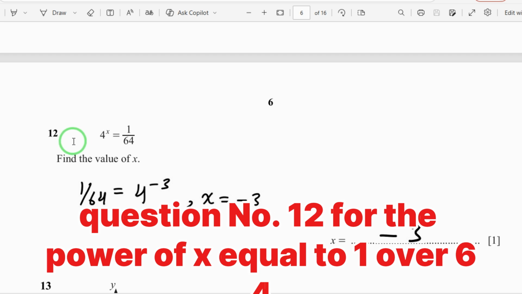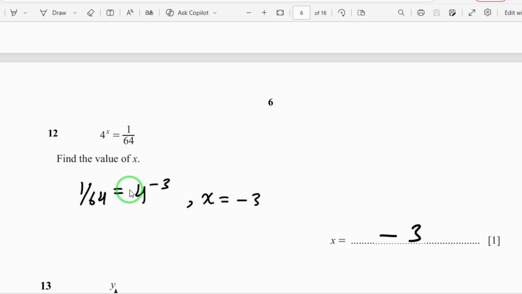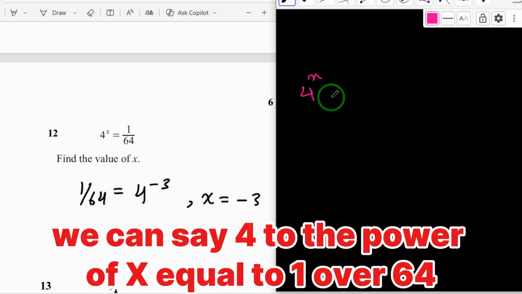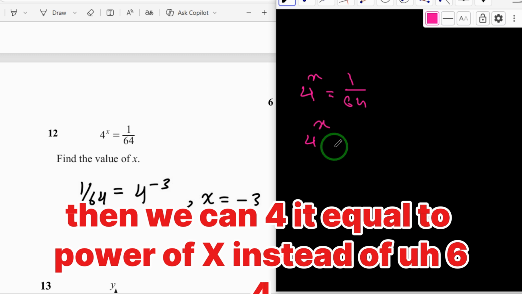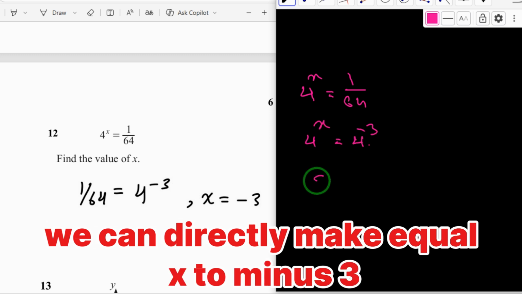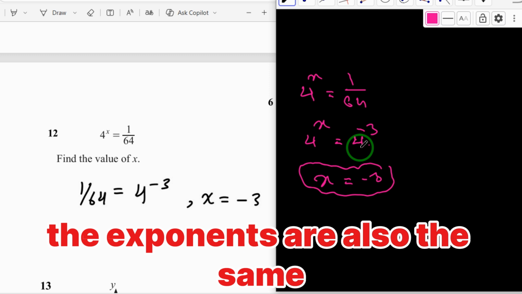Question number 12. 4 to the power of x equal to 1 over 64. Find the value of x. So this is very easy. We can say 4 to the power of x equal to 1 over 64. Instead of 1 over 64, we can write 4 to the power of minus 3. Because the bases are equal, we can directly make x equal to minus 3, because when the bases are equal, the exponents are also the same.